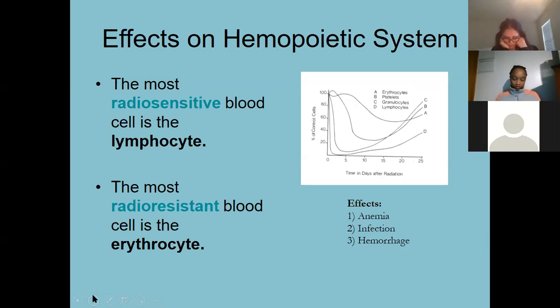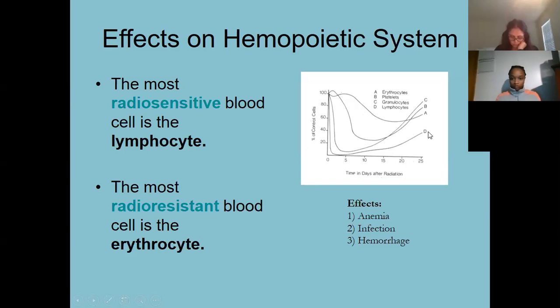So if we look at this graph, here is the time after radiation exposure, and these are the number of cells or percentage of cells. So with no exposure, we have 100% of all cells. But after irradiation, look at curve D, which are the lymphocytes. It drops dramatically and then takes a long time to recover.